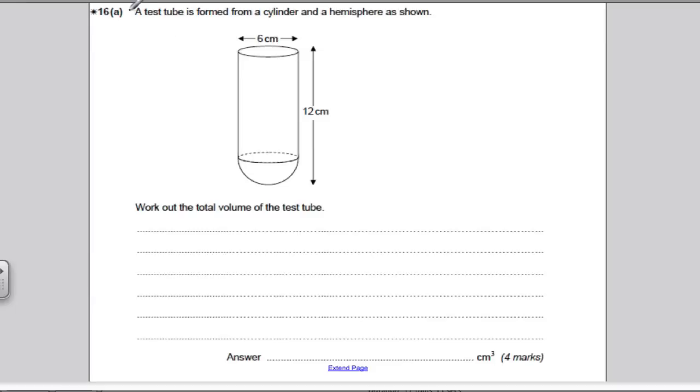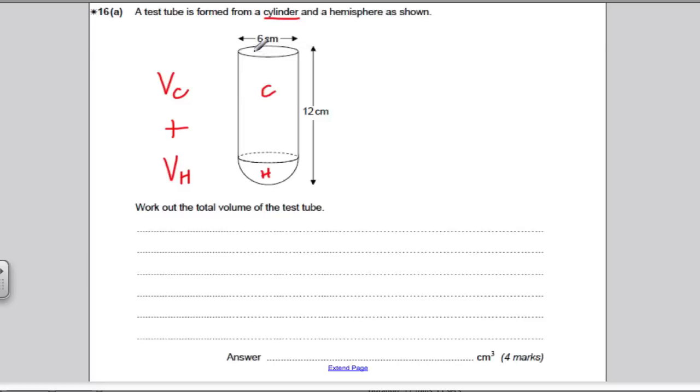Okay, we are asked, we have a test tube that has a cylinder, here's the cylinder, and a hemisphere. Hemisphere means half a sphere, as shown. Work out the volume of the test tube. Well, to work out the volume of this, we would work out the volume of the cylinder and the volume of the hemisphere and add them together. That would be an easy way of doing it.